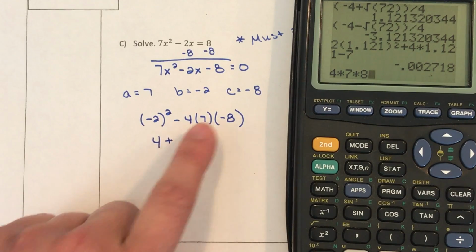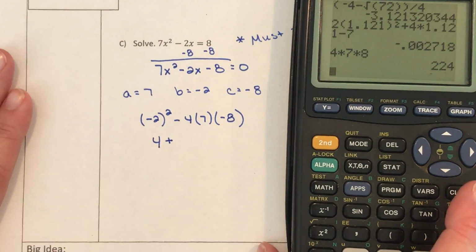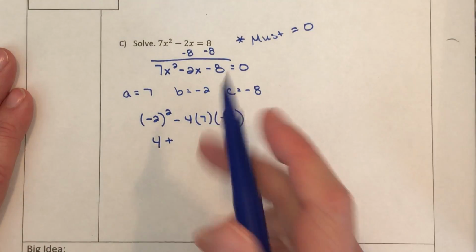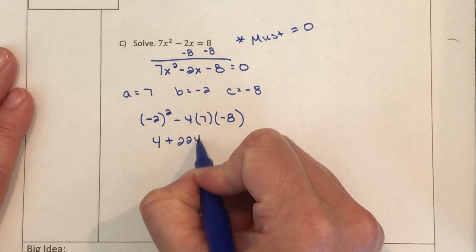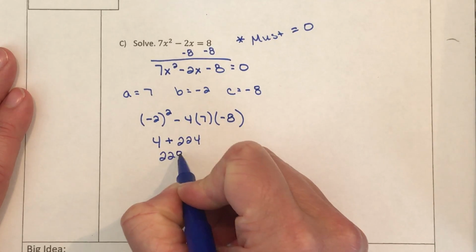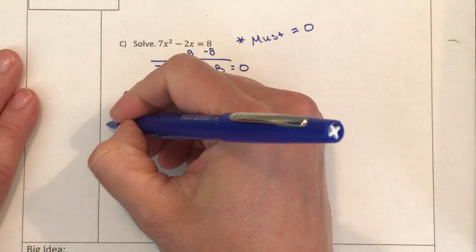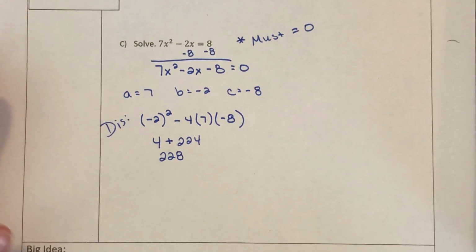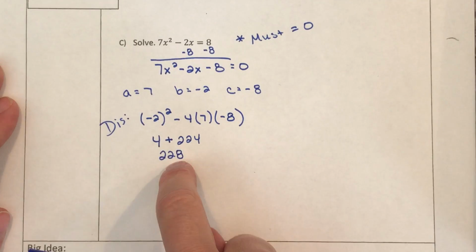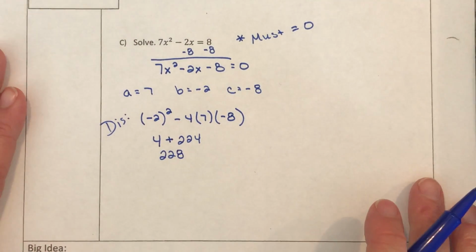So I already took care of the double negative. So we got 224 plus 4, so 228 is my discriminant. Which means, that's right, I have 2 solutions. This is a positive number, I'm going to get 2 answers out of this.